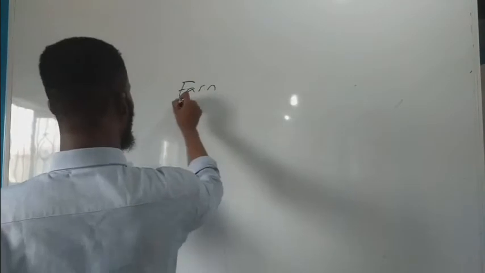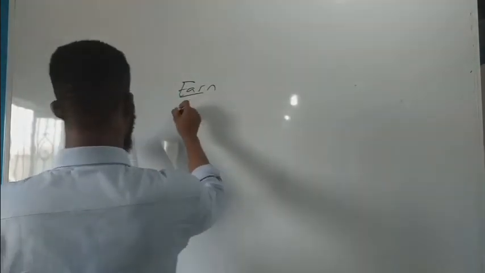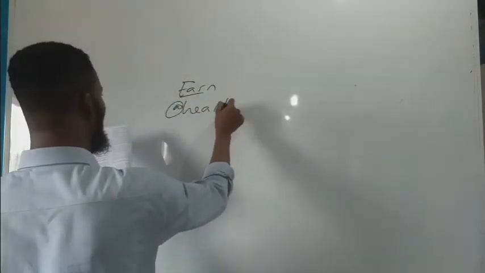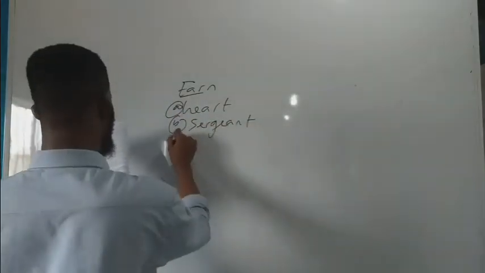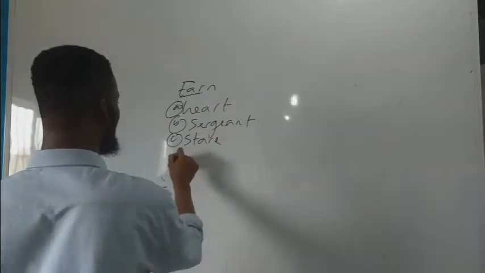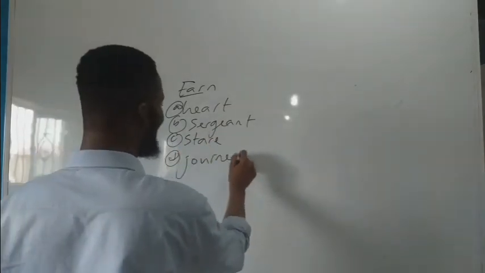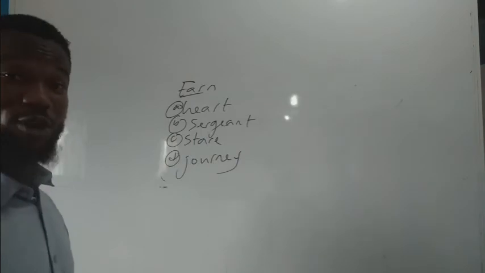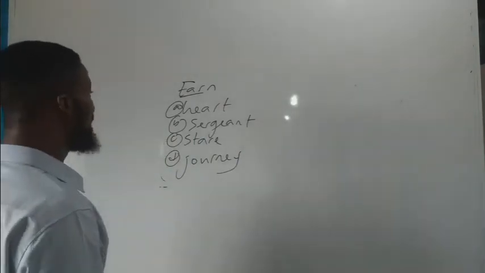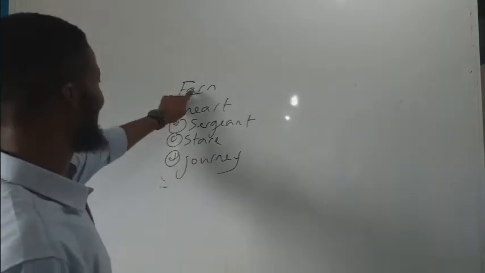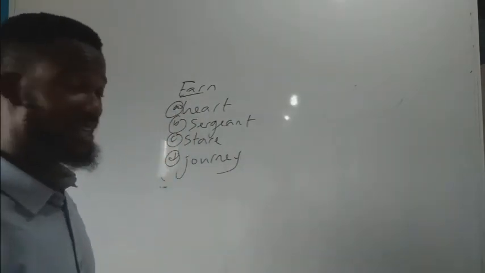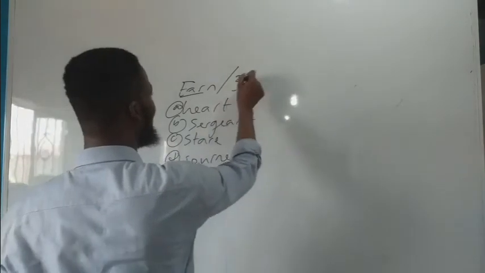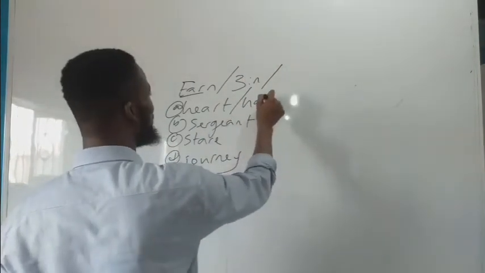The next question we have is EARN, and the part that is underlined is EAR. Option A is HEART, B is SERGEANT, C is STARE, and D is JOURNEY. You will learn here that words are not necessarily pronounced the way they are spelled, because if they were, EAR would have informed us that option A is the answer, which is not the case at all. This is called earn, and this is called heart.